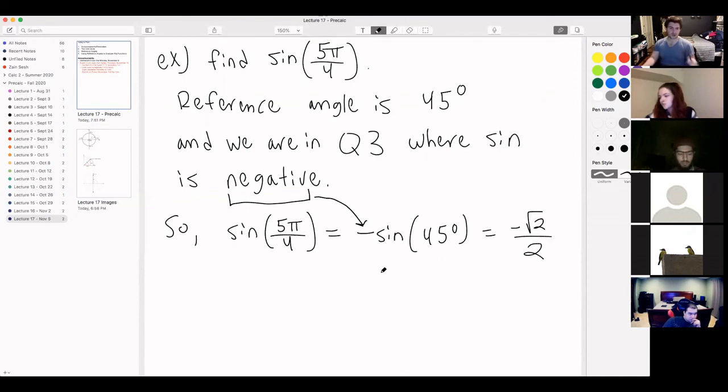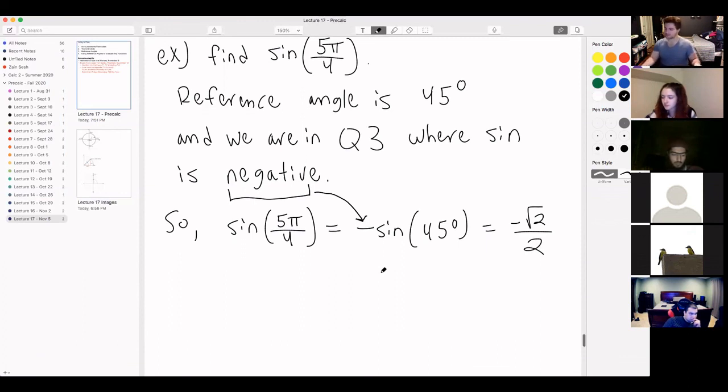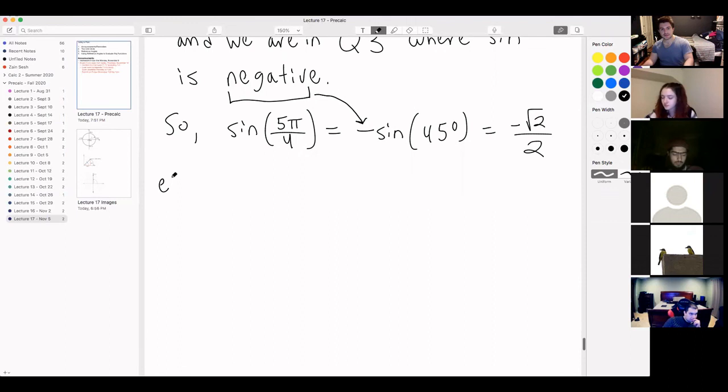All right, so is everyone okay? Please let me know. I still am following the set of steps I outlined, but I'm just doing it in a quicker way. All right, good. Let's do a more exotic trig function. Let's do secant. Let's find secant of 7 pi over 6.